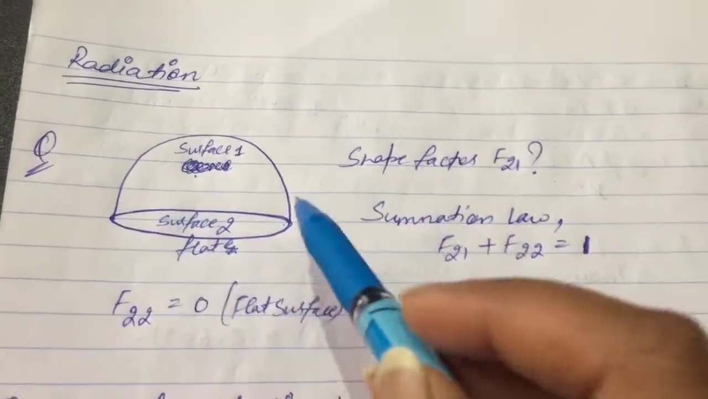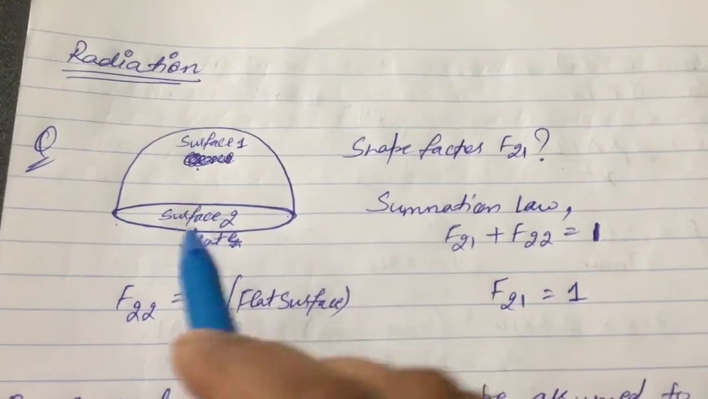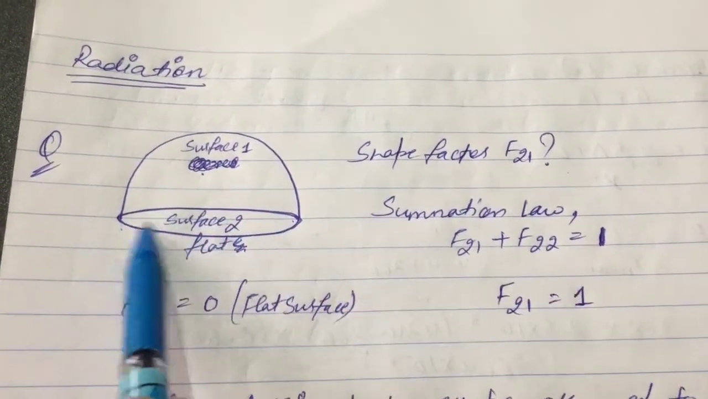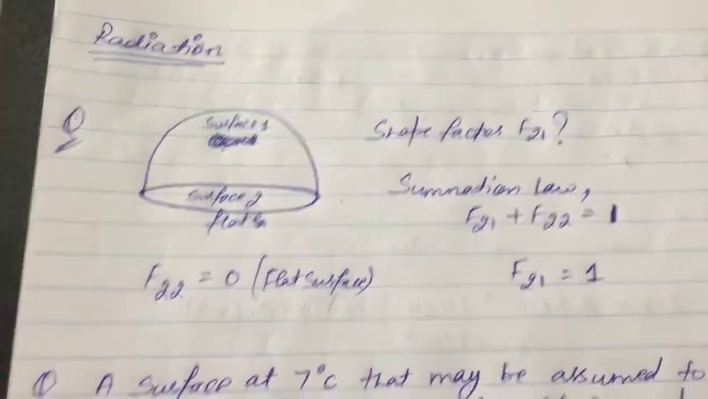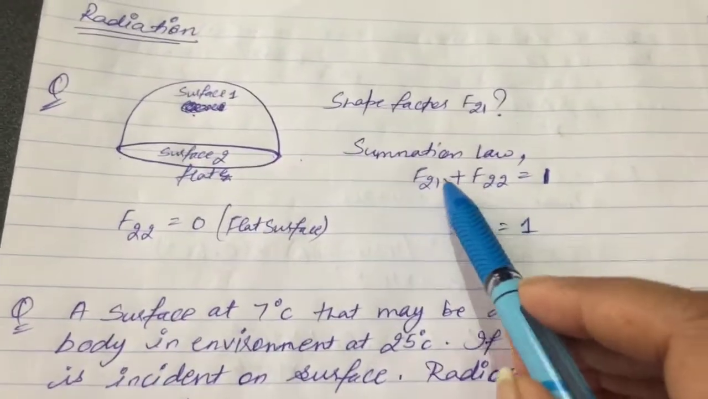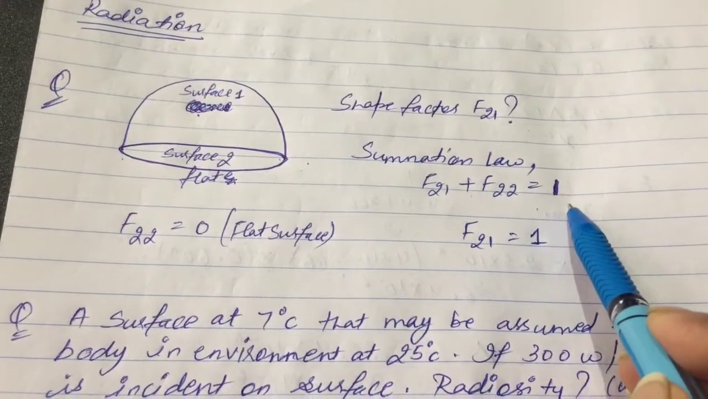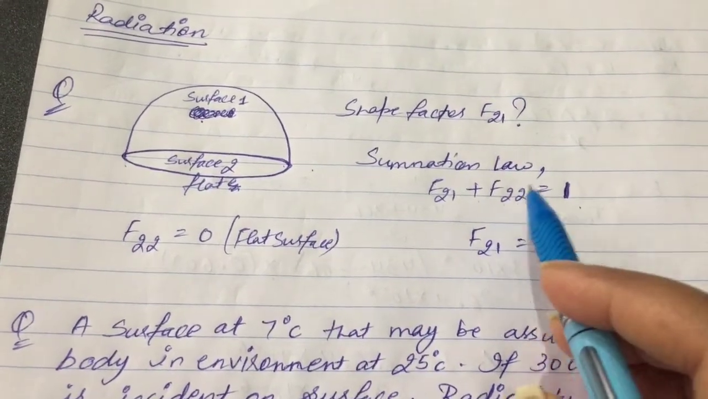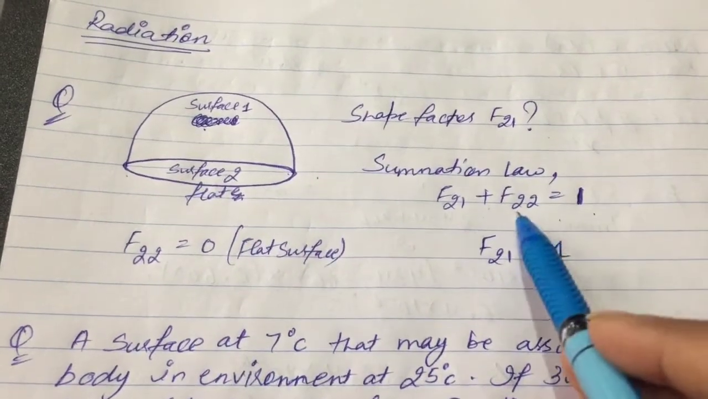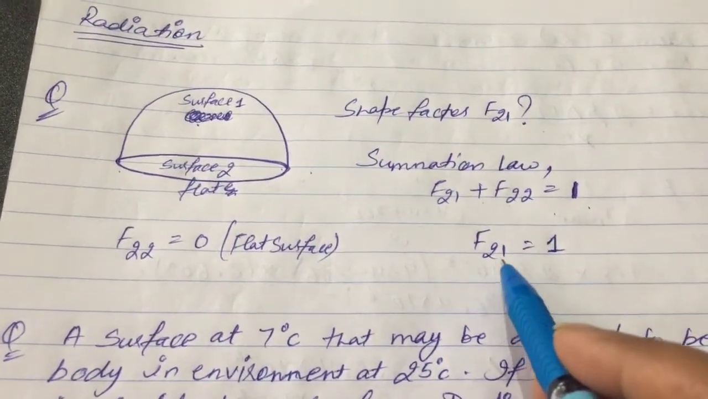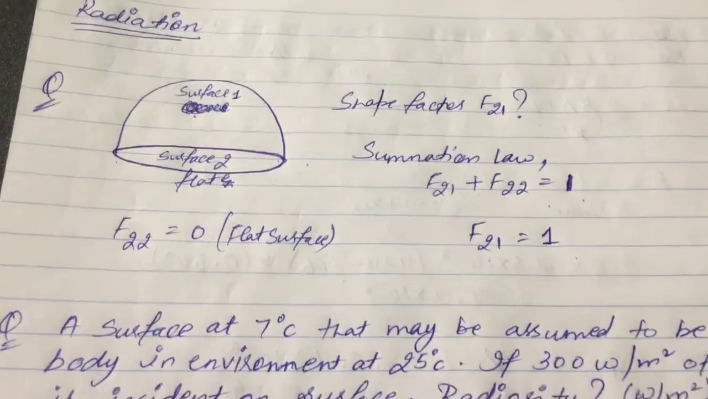So we are given two surfaces. The first surface is a hemisphere, and surface 2 is a flat surface on its bottom part. From the summation law we know that F21 plus F22 is equal to 1, and because it is a flat surface, F22 would be 0. So from there we can calculate that F21 is equal to 1.